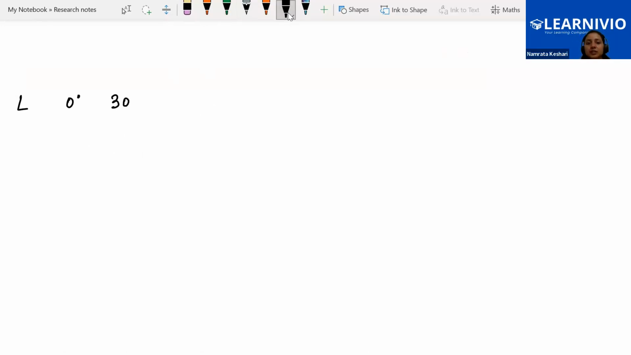Zero degree, 30 degree, 45 degree, then 60 degree, then 90 degree. These are some specific angles. We can call it angle A, angle B, whatever you want. You can say sine of 0 degree. There is a specific value which we have to learn.